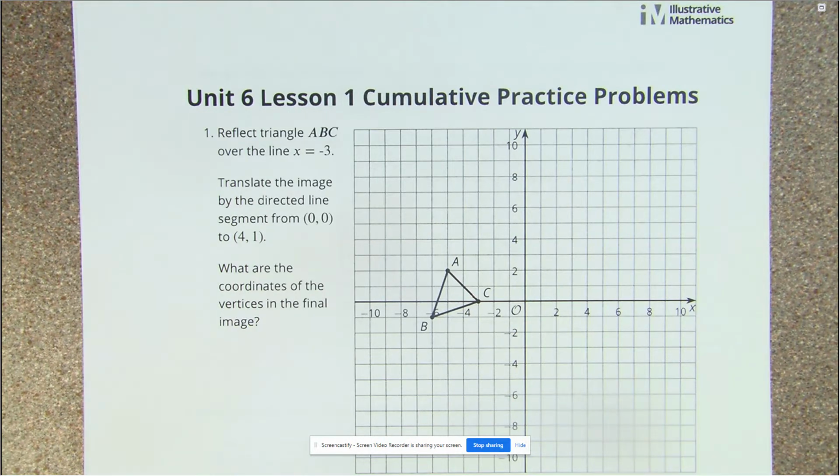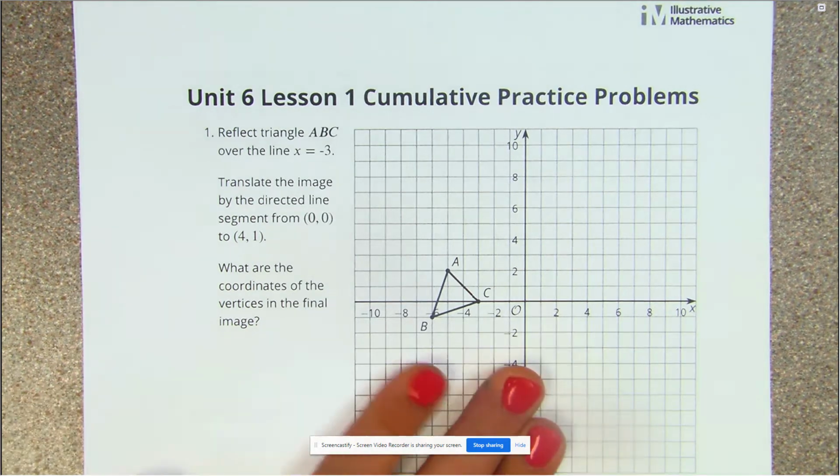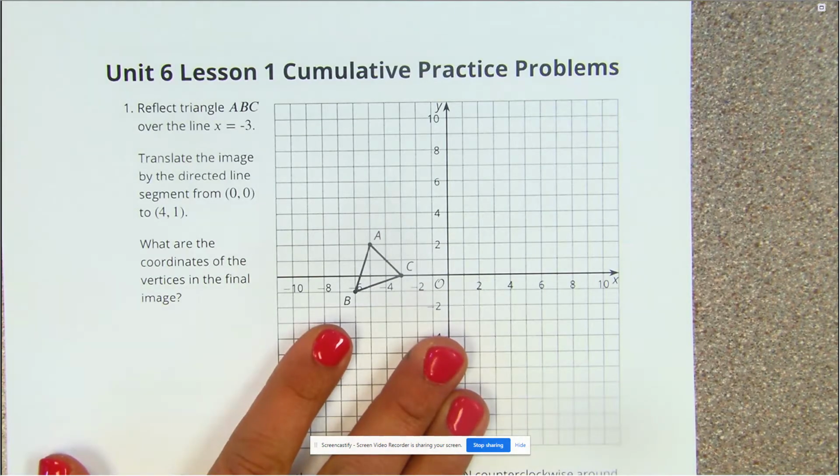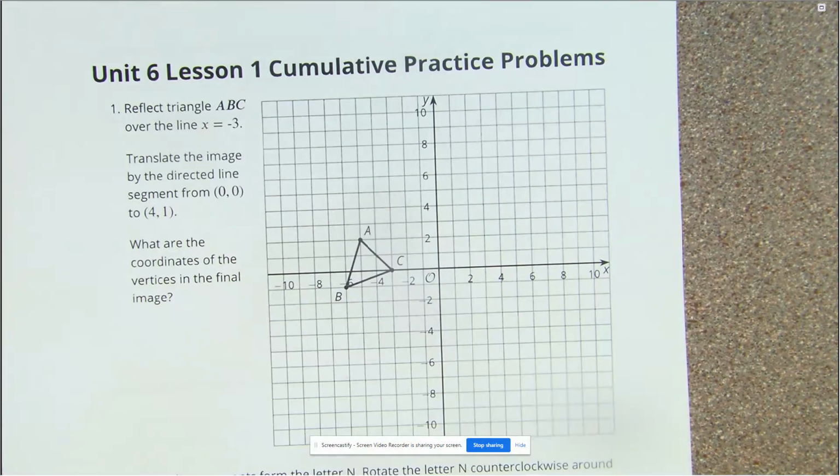You might be doing these on Desmos, you might be doing these on the digital PDF, or you might be doing these in your book. I'm going to be doing these in the book by hand. If it's on Desmos, it might have the transformation tools, and you could also check your work with that.